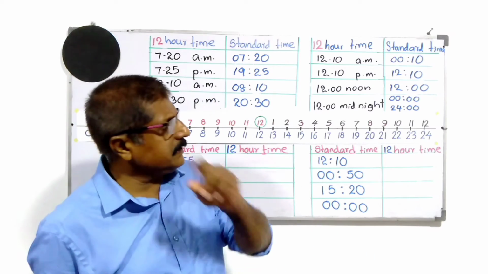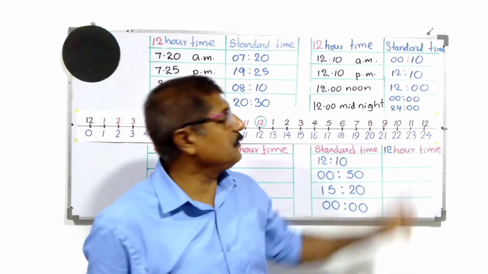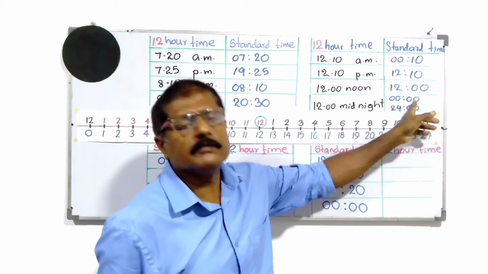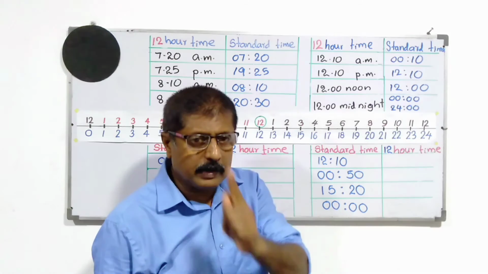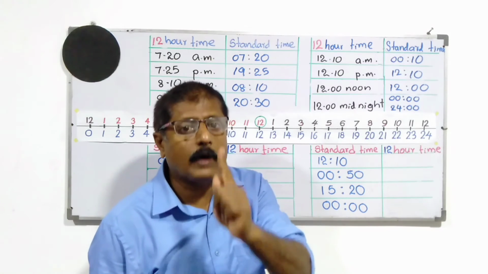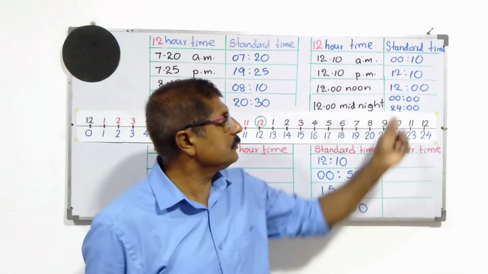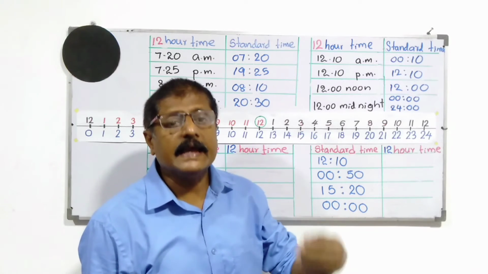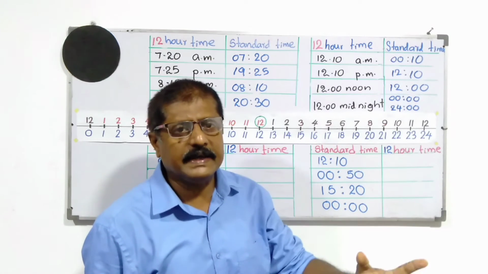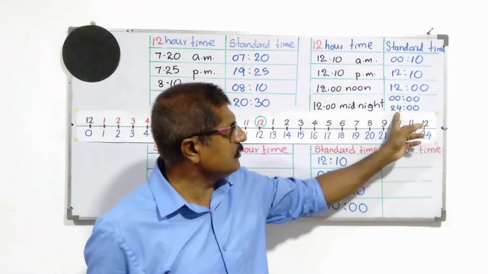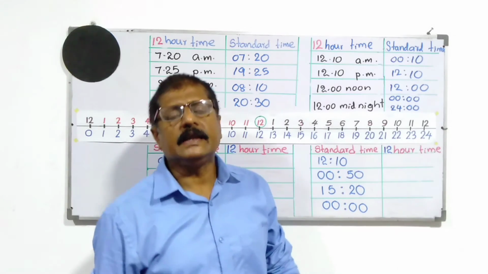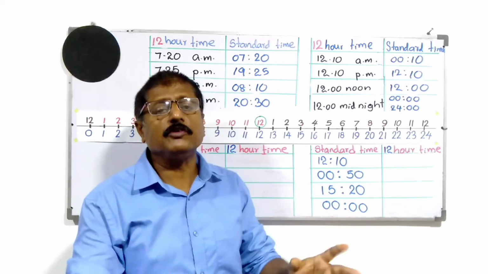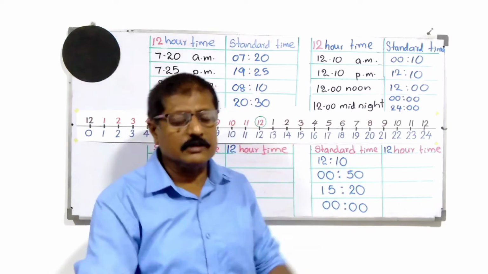Now notice, my dear children, we do not normally use this 24. Only 0000. But there is only one instance where we use 24. If somebody asks you the time that the day ends, the end of a day, that is 2400. In all the other cases, it is 0000. 24 is used only for that particular instance.